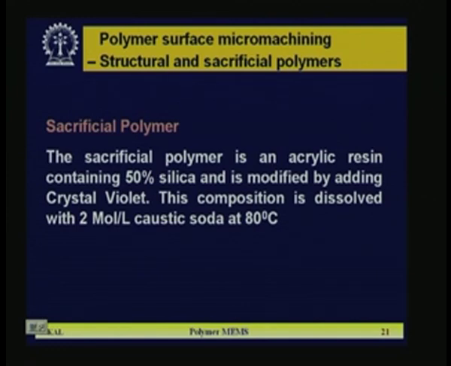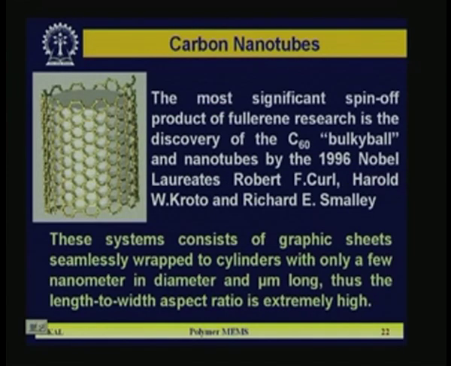That was for structural polymer. For sacrificial polymer, we use acrylic resin which contains 50% silica, and it is modified by adding some crystal violet, another chemical. This composition is dissolved with 2 mole per liter caustic soda at 80 degree C. So, when you design some polymer for sacrificial purpose, you have to give its etching composition. That is, 2 mole per liter caustic soda at 80 degree C is the etching solution of acrylic resin which contains 50% silica and crystal violet. So, these are the structural and sacrificial polymers.